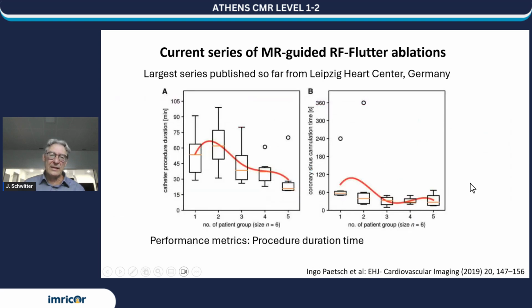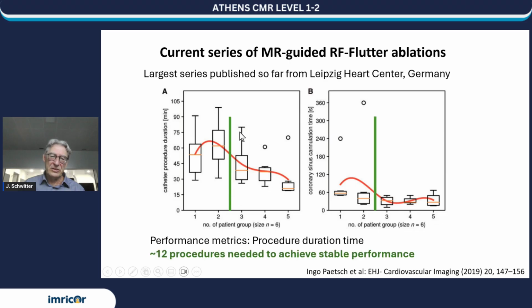They also looked at the learning curve. So they started, this is 6 groups, so each group has 6 patients in, and they started here with a relatively long procedure time. And you see that after about 12 patients, the curve goes down and flattens. So they concluded that you need about 12 patients to get to a stable performance in your interventional MR lab.